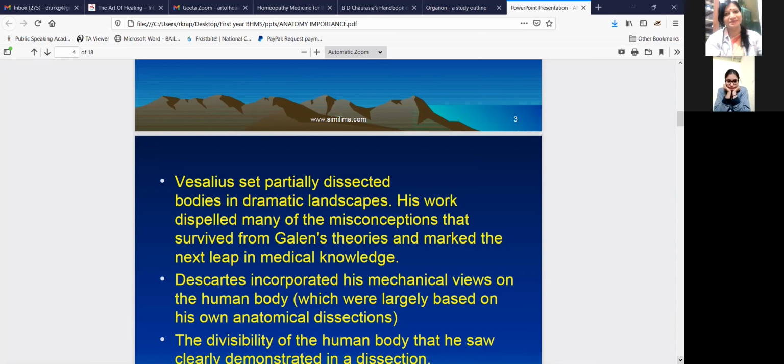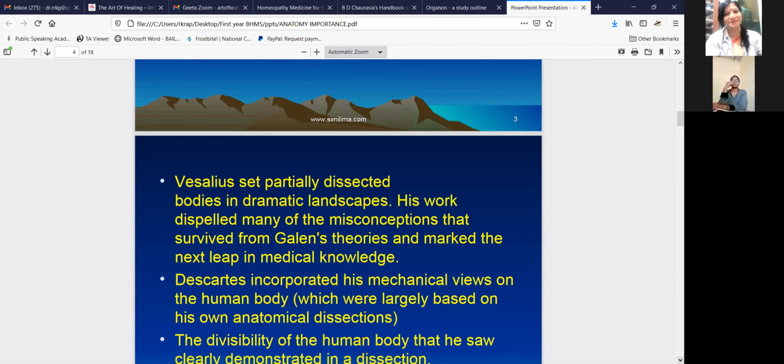So Vesalius showed partially dissected bodies, and his work dispelled many misconceptions that were put up by Galen's theories. So Galen's theories were all based on what? Animal dissections. So Vesalius, what did he do? He cut the real human bodies. He bought the cadavers from the graves and hid them under the beds, and then at night he used to get up and dissect the body. So that was a hidden affair. And then he put up many ideas which contradicted Galen's theories.